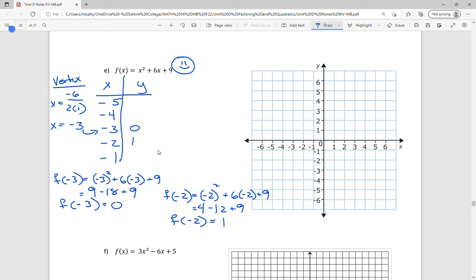Okay, let's just keep going on these ones. So let's do f at -1. I'd have -1 squared plus 6 times -1 plus 9. You get 1 minus 6 plus 9, or f at -1 is equal to, what is that, 4? Is that right? Oh yeah, 4.